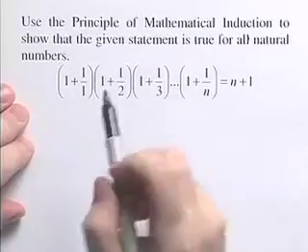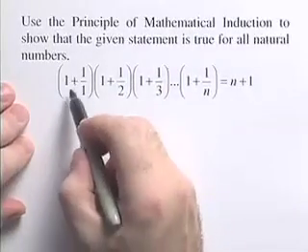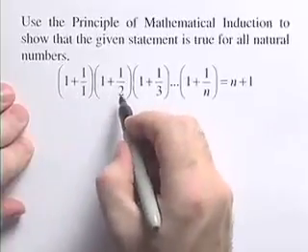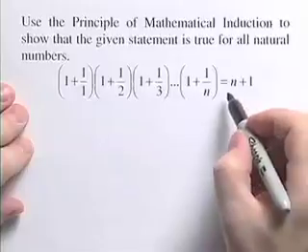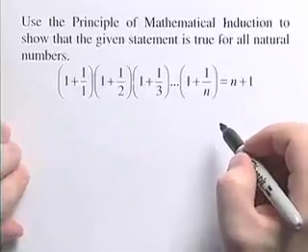For this problem, we're asked to use mathematical induction to prove that a statement is true for all natural numbers. We want to show that this statement, (1 + 1/1)(1 + 1/2)...(1 + 1/n), is equal to n + 1.